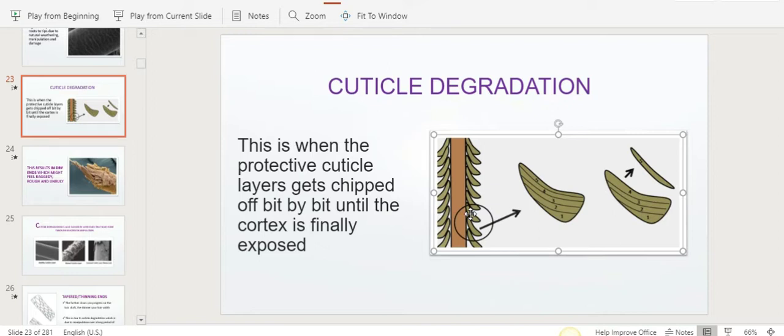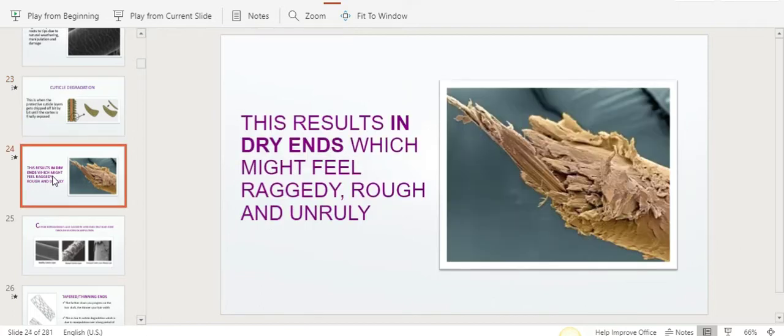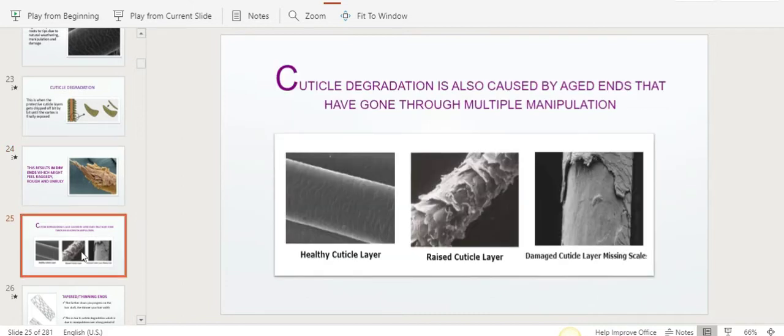So that's why it's recommended to keep your hair trimmed. Your cuticle layers will get chipped off bit by bit until the cortex is exposed. And that's a perfect example of cuticle degradation, because the cuticles are degrading day by day. So the result of that, like I said, will be dry hair and dry ends that will feel raggedy, rough, unruly, brittle, and just so hard to manage. So again, that's why it's always recommended to maintain healthy ends and healthy hair by having a regular trimming schedule.